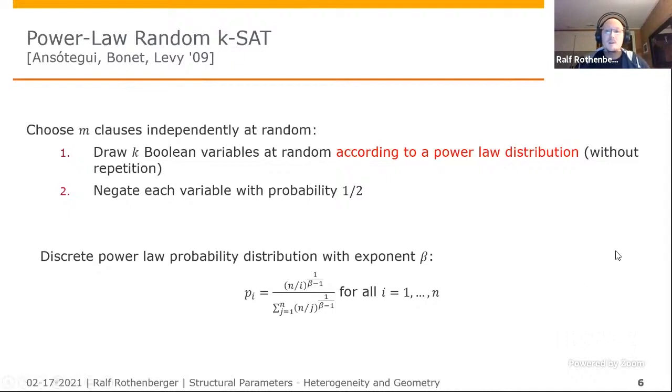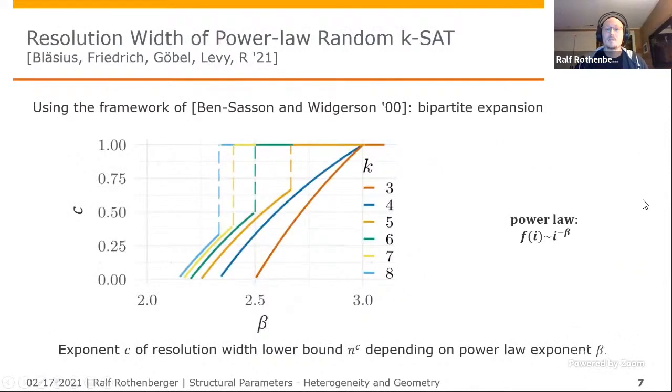We studied this model extensively over the last years, and we got some results regarding the satisfiability threshold that I, in part, already talked about last week at the Fellows talk. So today I'm going to concentrate on something else, namely on the resolution width and resolution size of those instances. We showed in our recent paper, using the framework of Ben-Sasson and Richardson, how large the resolution width of these instances is.